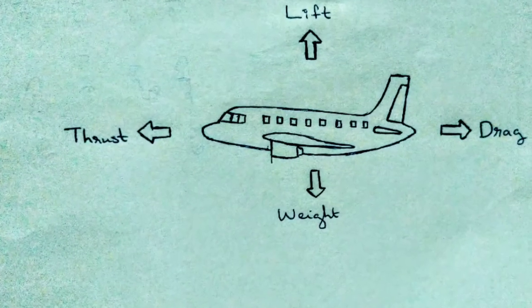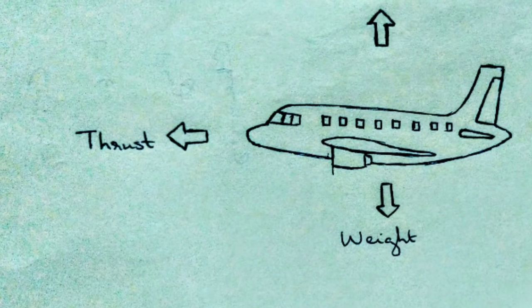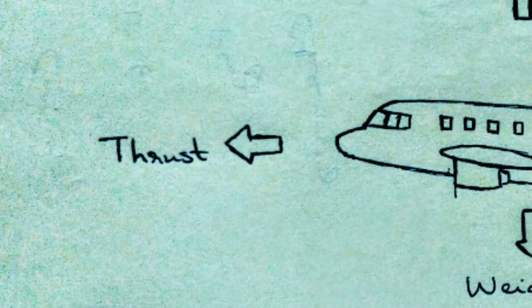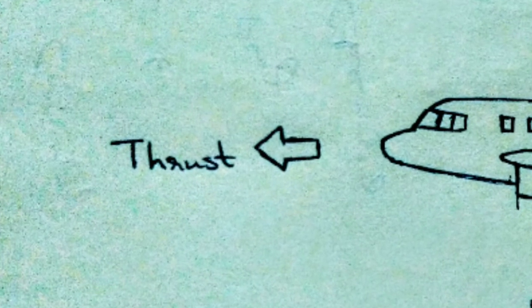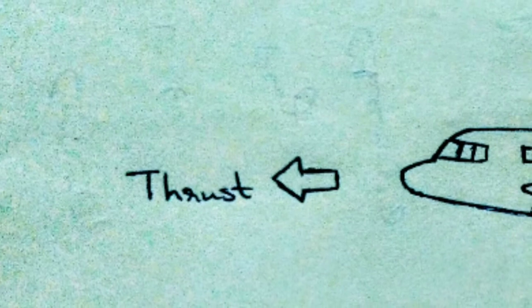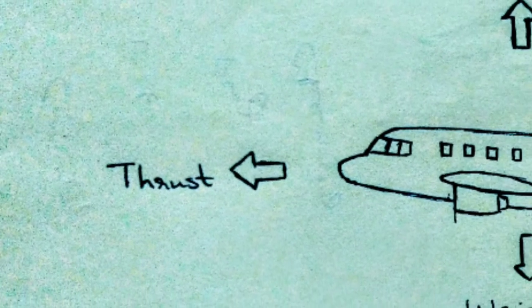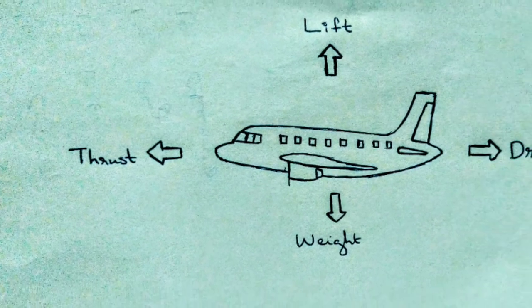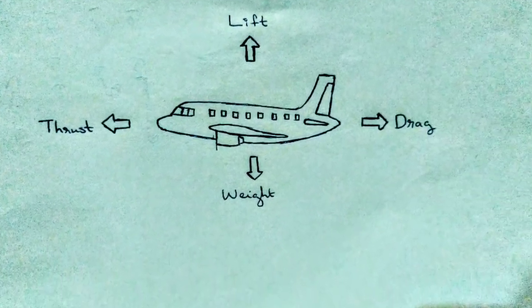Before going on to our topic, you should be aware of four forces which influence the flight of an aircraft. The first one is thrust. It's the forward force that makes an aircraft move forward. Actually, this is a reaction force according to Newton's third law of motion, as the engine gives a force backwards and its reaction force gives the thrust.